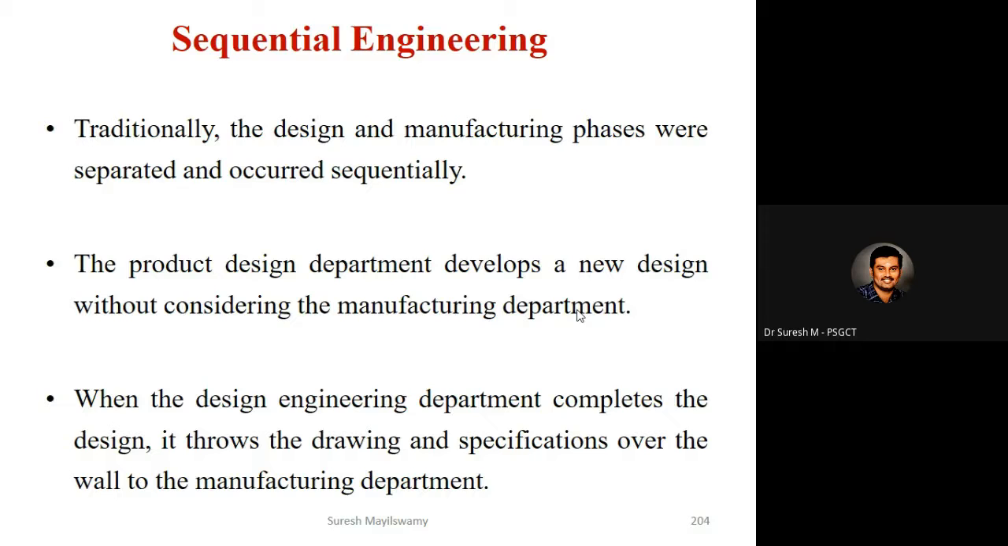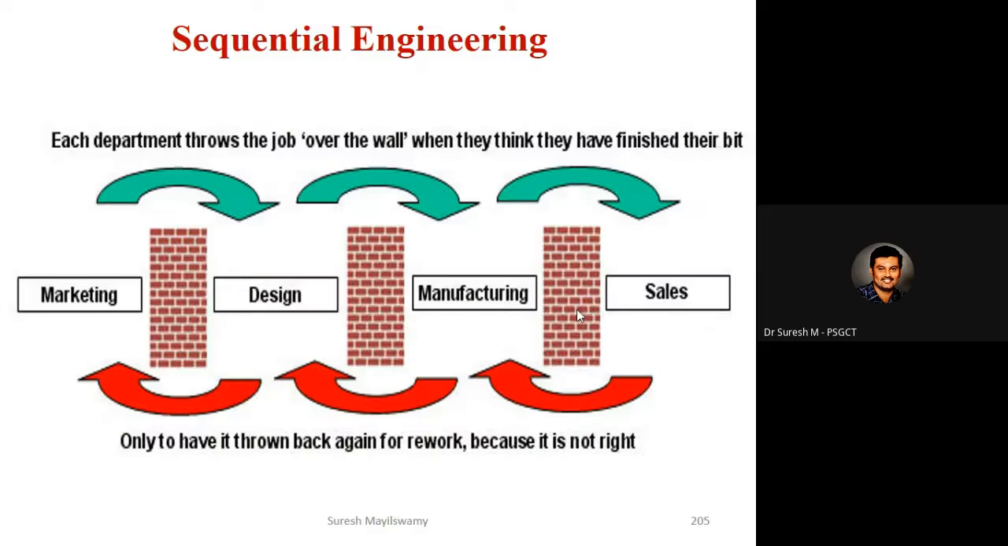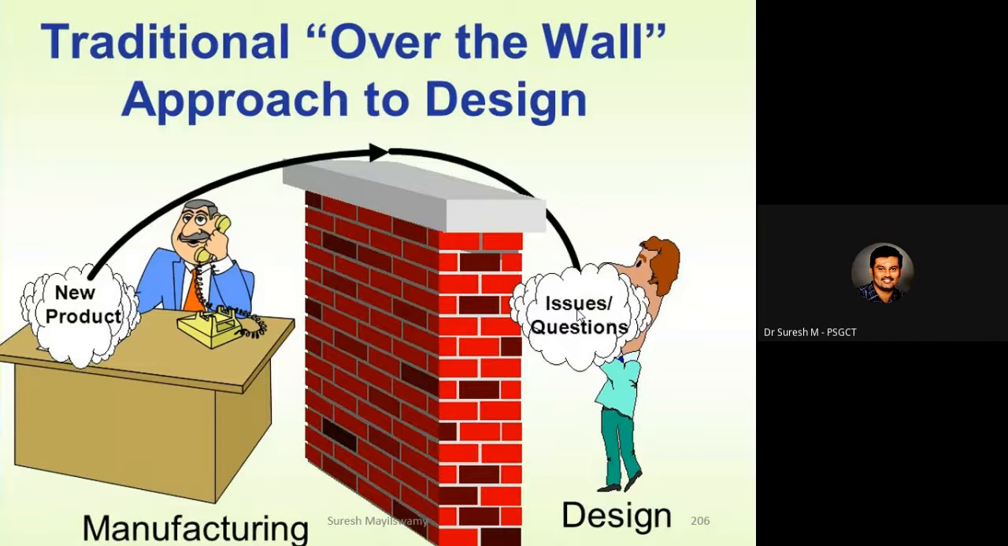The sales department will sell the product to the customer, but the customer is not satisfied because of product errors. So the customer will send it back to the sales department, then it comes back to the manufacturing department, then it goes back to the design department. This is how sequential engineering works. This is generally called over the wall engineering. We don't have contact between marketing and design, design and manufacturing, manufacturing and sales. But our aim is to break this wall between design, manufacturing, and sales and marketing.